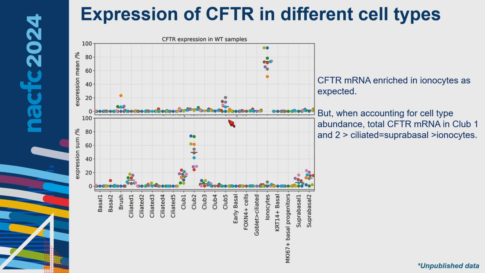And when we look at the sum of the expression of CFTR, using the collective CFTR expression, we see that the highest amount of CFTR is accounted for by the club cells, followed by ciliated cells and then the suprabasal cells. However, the contribution from the ionocytes is quite low because of their rarity.